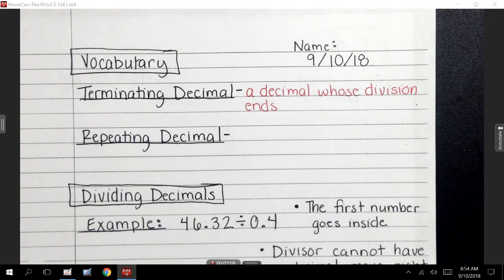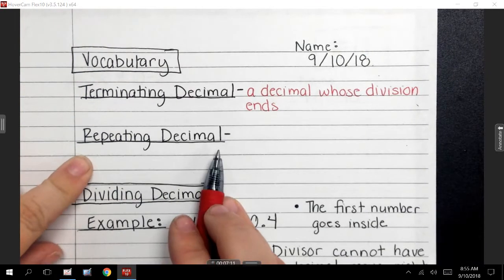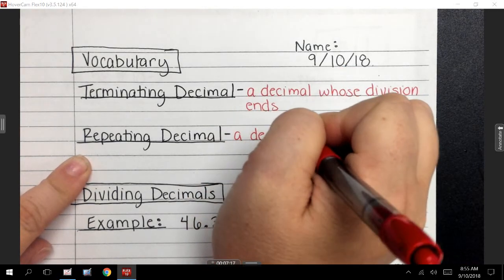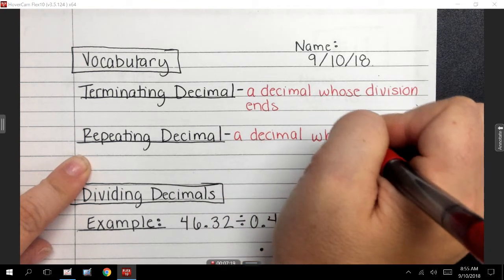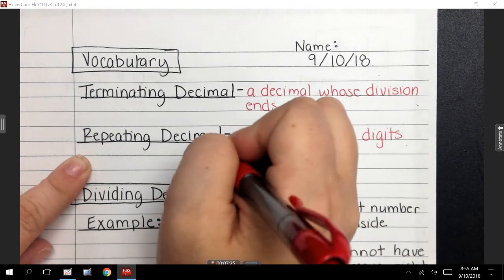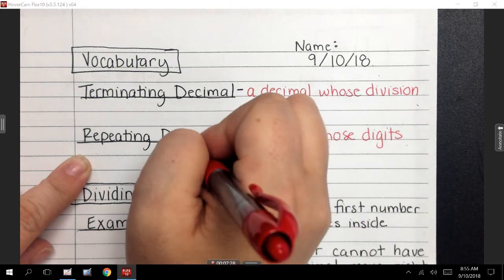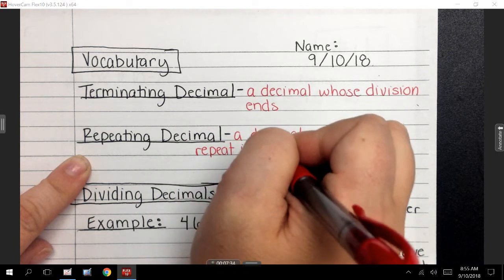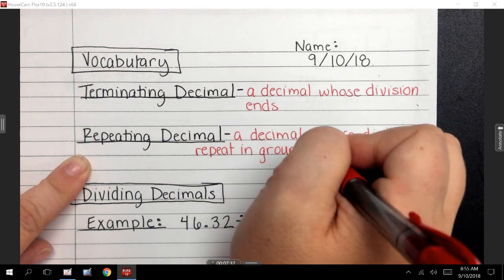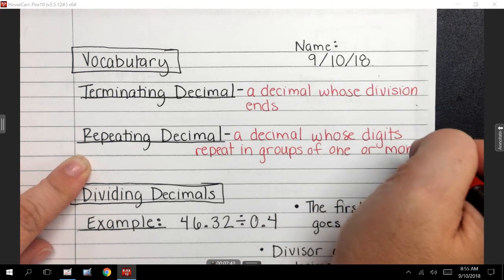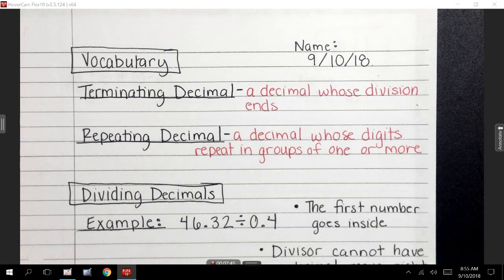So what we just saw is something called a repeating decimal. A repeating decimal is a decimal whose digits repeat in groups of 1 or more. It's a decimal whose digits repeat in groups of 1 or more.